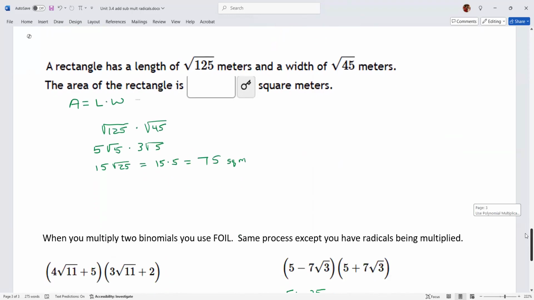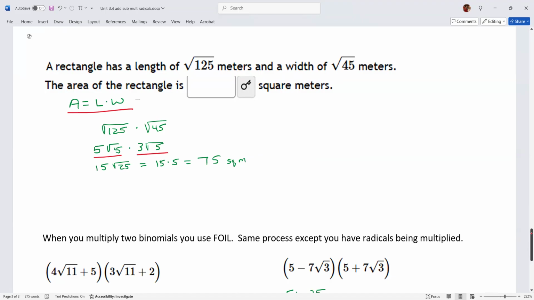Here we got another rectangle, but this time they want to know the area, right? So the formula for the area is simply length times width. I'll go ahead and multiply those. It may be easier to break these down first before you multiply, just because it'll be easier numbers to work with. 125, we already know is 5 cubed and simplifies to 5 square root of 5. 45 is 9 times 5. The 9 comes out as a 3, so it simplifies to 3 square root of 5.